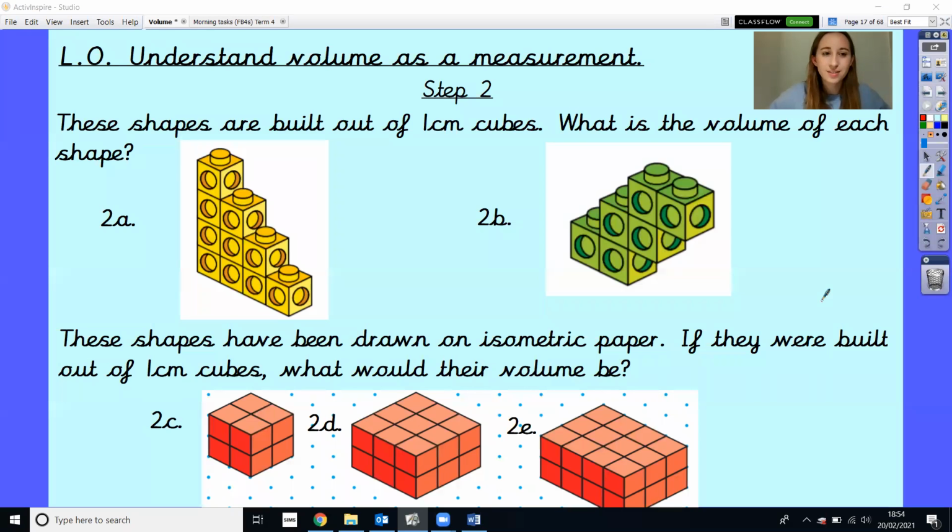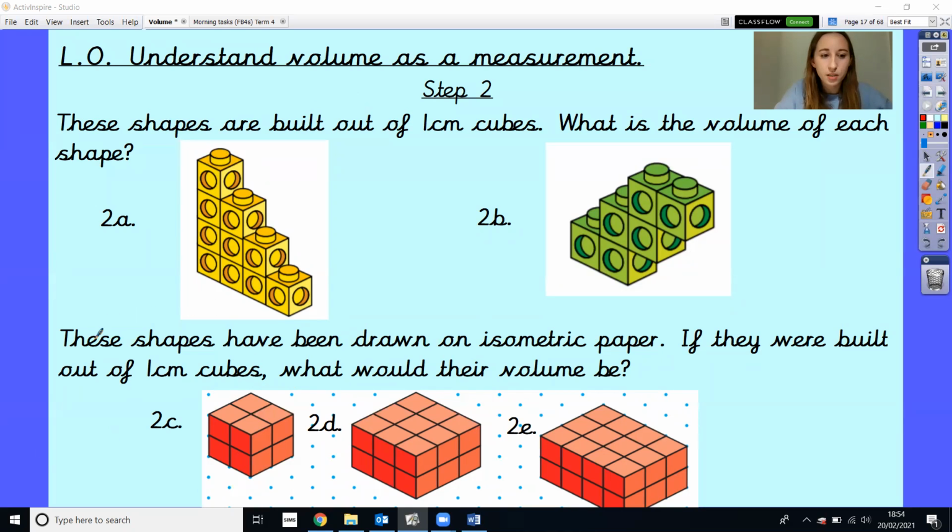Okay, we're going to have a go at step 2 now, which is that next level. So at the top, can you see here it says these shapes are built out of 1 centimetre cubes. So we're telling you each of these cubes measures 1 centimetre wide, long and deep. Okay, each one of these is 1 centimetre cubed. What is the volume of each shape? So on this shape and this shape, it should be fairly straightforward because you can see all of the cubes, you can count them easily, and you can tell me what the volume will be in centimetres cubed. Remember that floating 3 after cm.